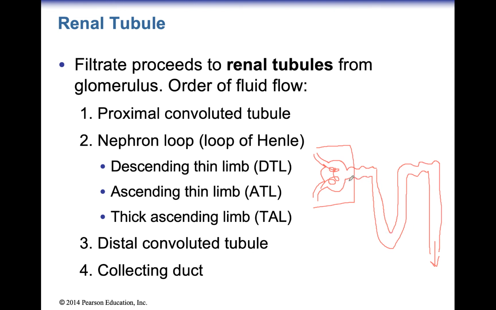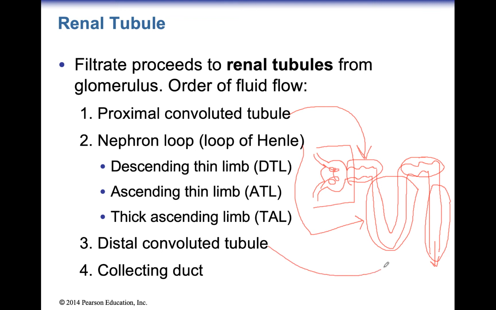The tubule is broken up into 1, 2, 3, and 4 sections. I'm just going to draw the lines and connect them. First section is called the PCT, the proximal convoluted tubule. The second section is called the loop of Henle. And the third section right here is called the DCT. And the last section is called the collecting duct. So PCT, loop of Henle, DCT, collecting duct.